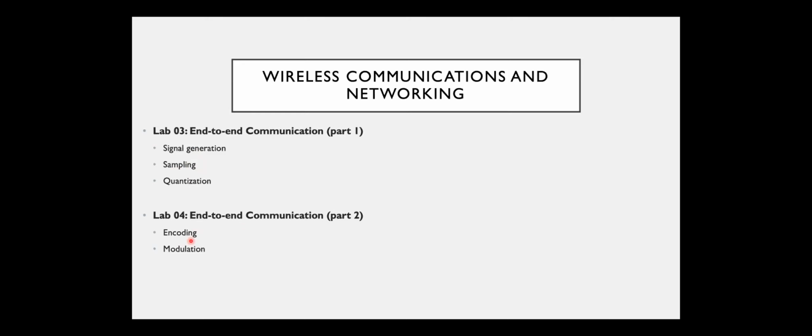Encoding is for several purposes. One is for security. You encode the message so that the other person cannot hear your voice, right? So you encode your message, and then you modulate your message.